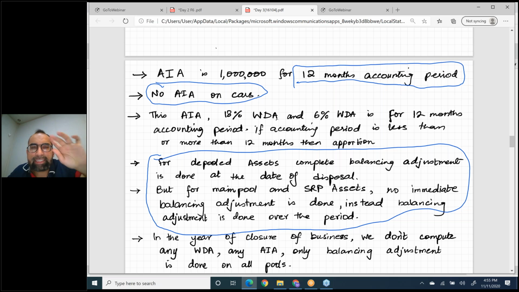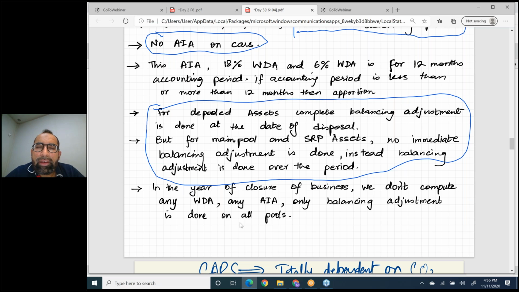But for pooled assets like the main pool or SRP assets, balancing adjustment is done on the disposal of that asset, but it is done over the period of life, slowly and gradually. But there is one exception, and it comes in the exam. There is one exception in which we have to do balancing adjustment immediately for everything, and that is closure of business, in the year of cessation.